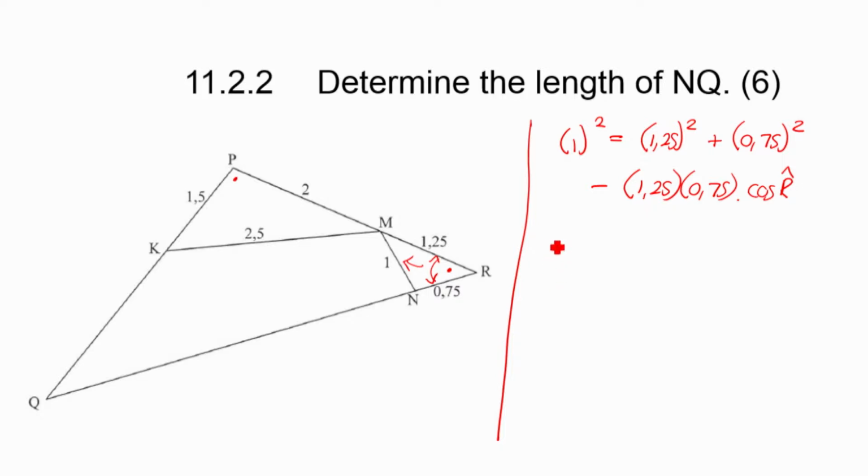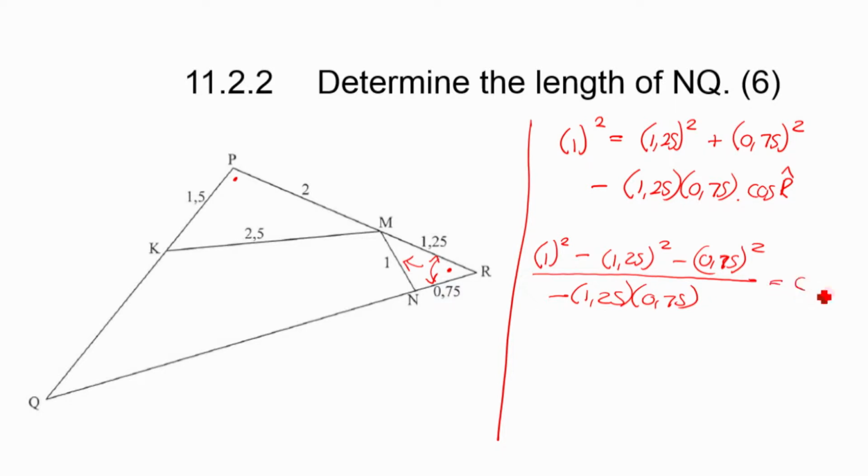So should we get this first? Yes, so we're going to have 1 squared minus 1.25 squared, minus 0.75 squared. And we are going to divide all of this by minus 1.25 times 0.75, which is cos R.